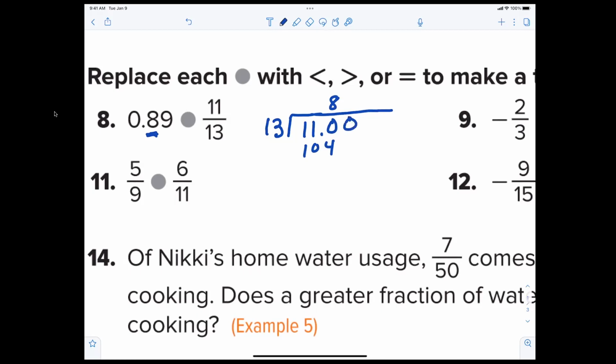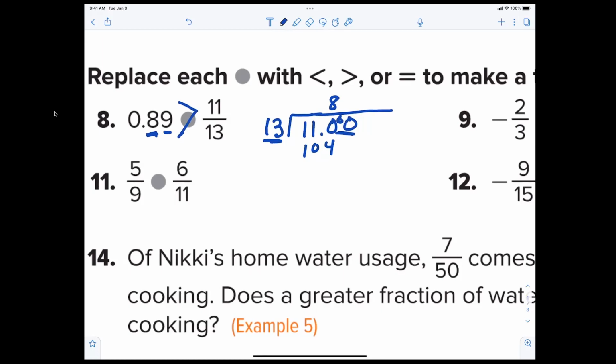From 104 to 110 is 6, correct? So I put a 6 up here. Now, does 13 go into 60 more than 9 times? Do I have to continue? No, I know it's greater than here now. Now that's hard and that's an advanced concept. So I want someone, if you're looking at me going, oh my gosh, he's crazy. How is he doing that?